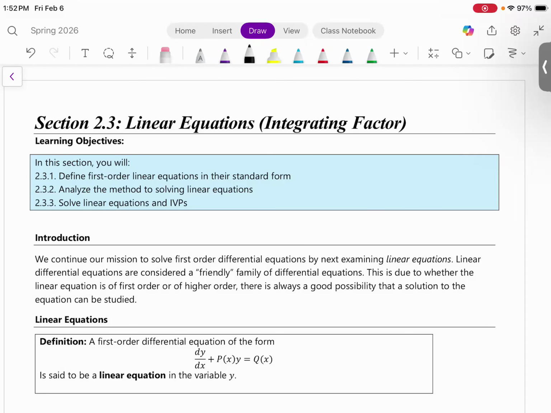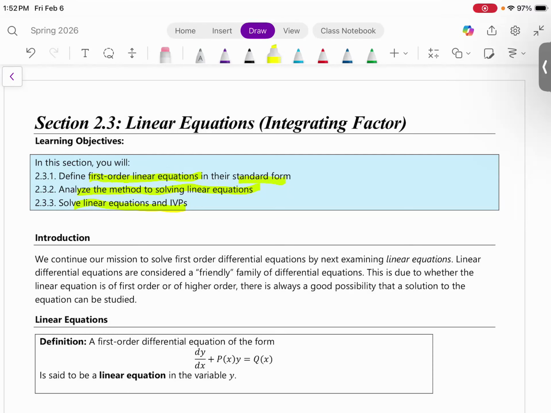Hi everybody, welcome to the section 2.3 video where we are going to be learning about linear equations and the integrating factor. So the learning objectives for this section are going to be define what linear equations are of first order and what their standard form is, analyze the method to solving these linear differential equations, and then, of course, solve some initial value problems that are of linear equation form.